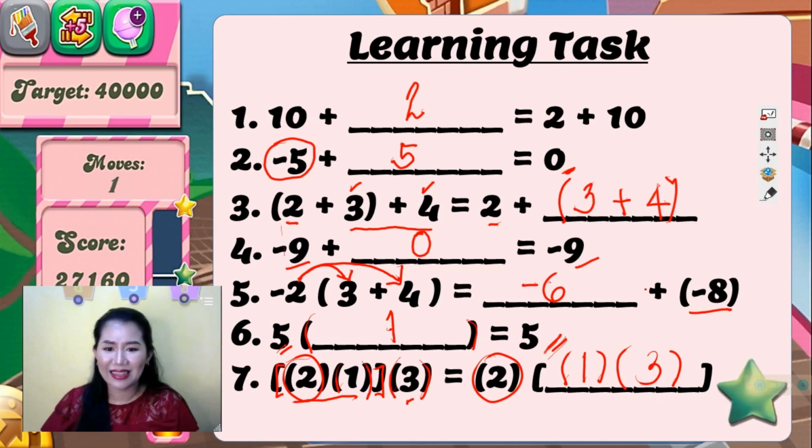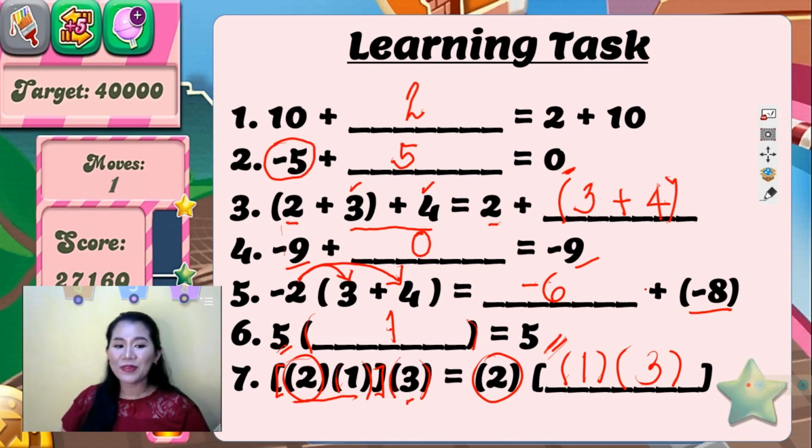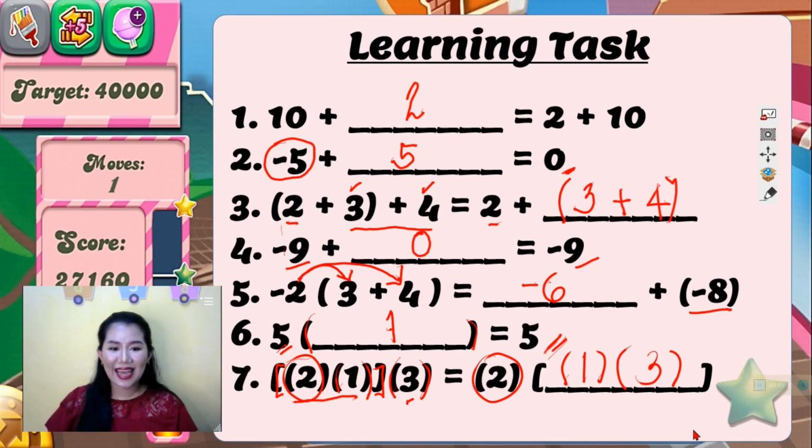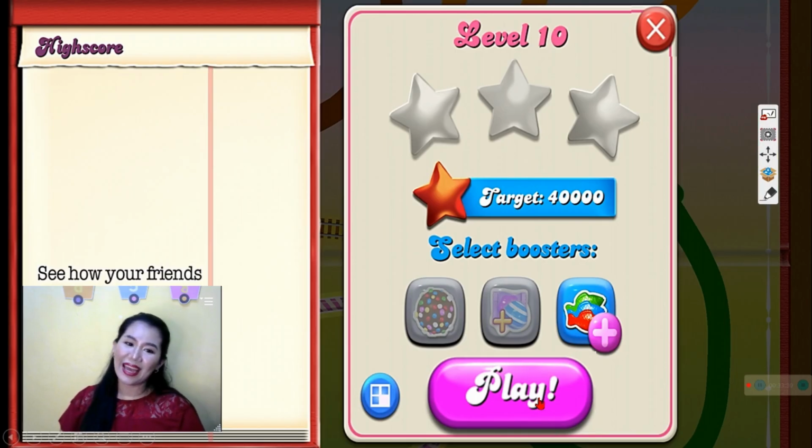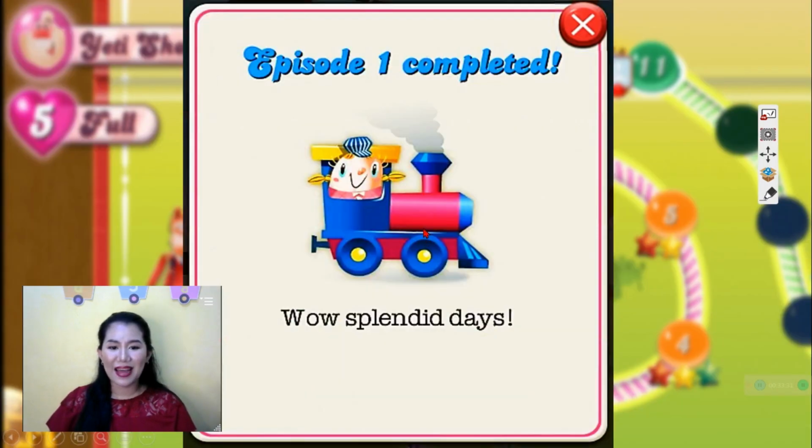1 to 7 lang. You can answer the rest of the learning task in your module. Okay? So, I hope you learned a lot in this lesson. Let's end the example. Okay, let's go. Wonderful. Level completed. Level 10 na tayo. Okay. For level 10, let's play. Episode 1 completed. Yay! Okay.